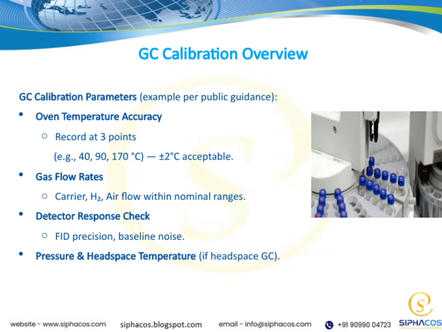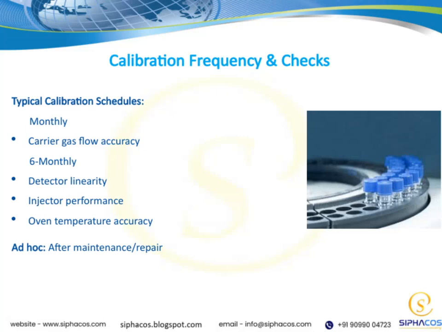Finally, if you're working with headspace GC, we also monitor pressure and headspace temperature. These parameters are vital for consistent sample analysis in headspace methods. Overall, these calibration steps are designed to keep our GC system accurate and reliable, supporting the integrity of our analytical results throughout the process.